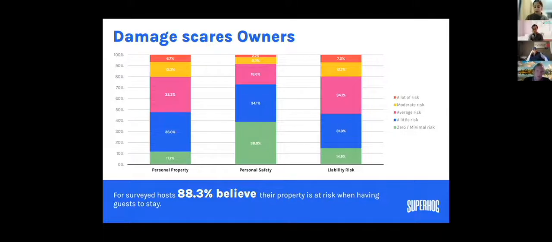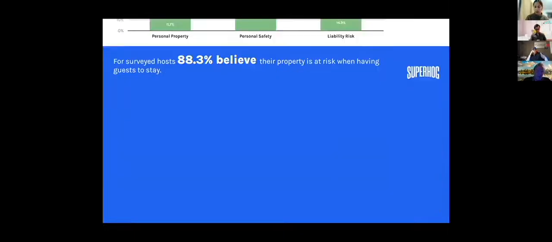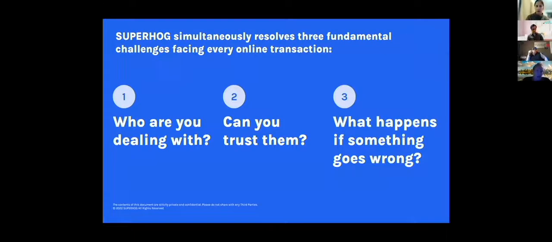So where Superhog is able to step in and help, we're able to help answer 3 questions simultaneously that are challenged with every single online transaction. First, who are you dealing with? Can you trust the guest? And what happens if something goes wrong? That also works when you're speaking to your owners. You are going to have to prove to your owners that they know who they're dealing with, that they can trust you, and that you know what to do if something goes wrong.